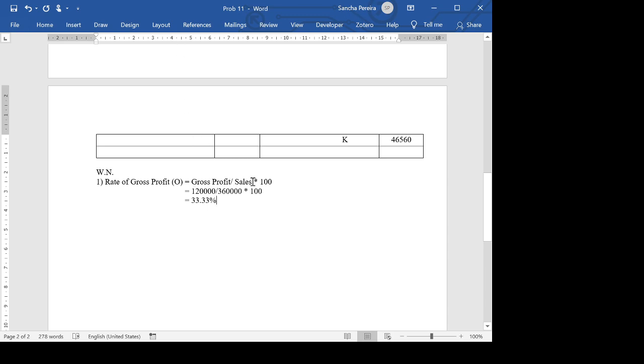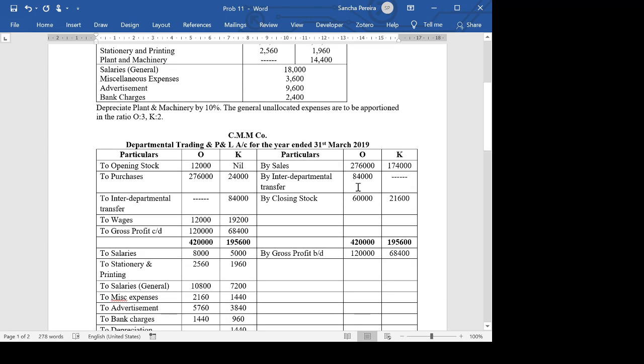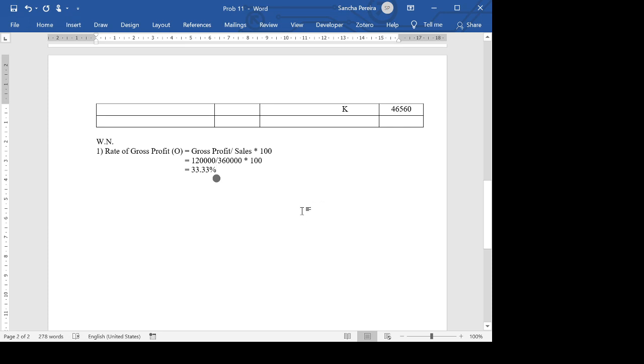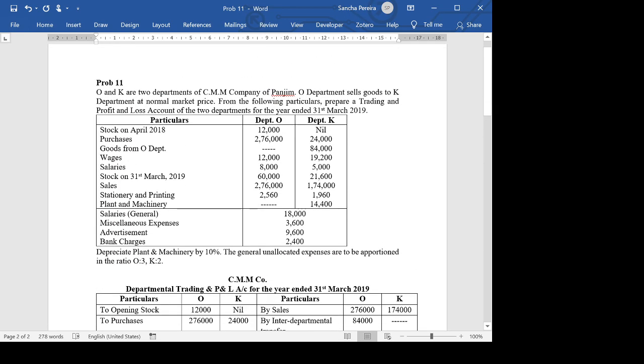Gross profit, we directly know. Sales, when we take sales, it's including interdepartmental transfers. So it's going to be 2,76,000 plus 84,000, which gives 3,60,000 into 100. Normally we would have seen how much of the stock in the receiving department has come, and we would have multiplied it by 33.33%. But right now we don't know.